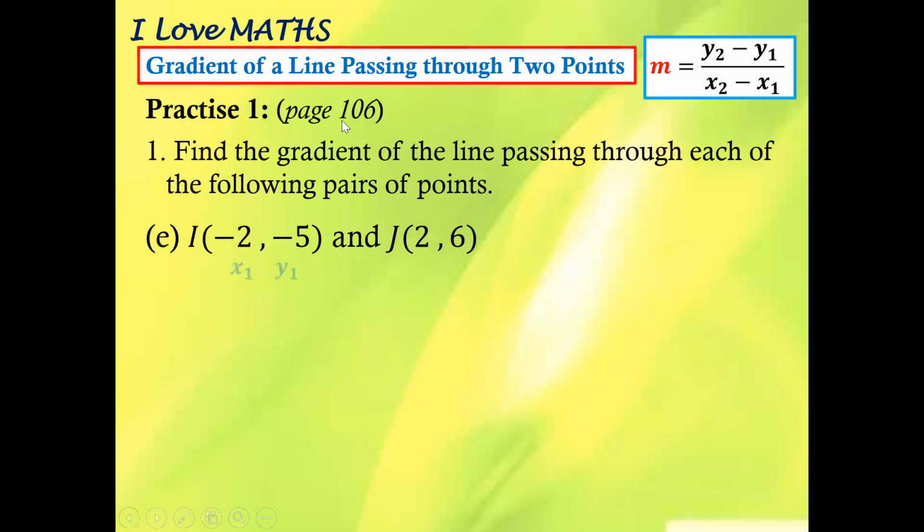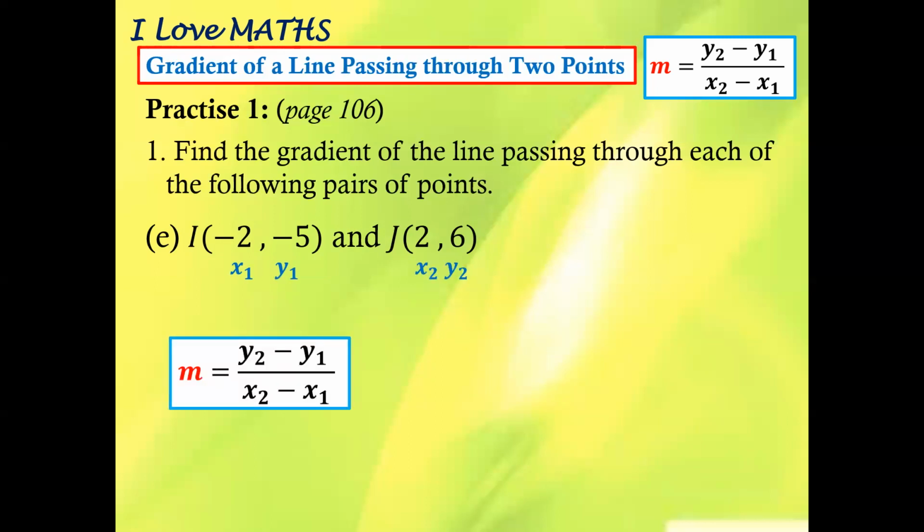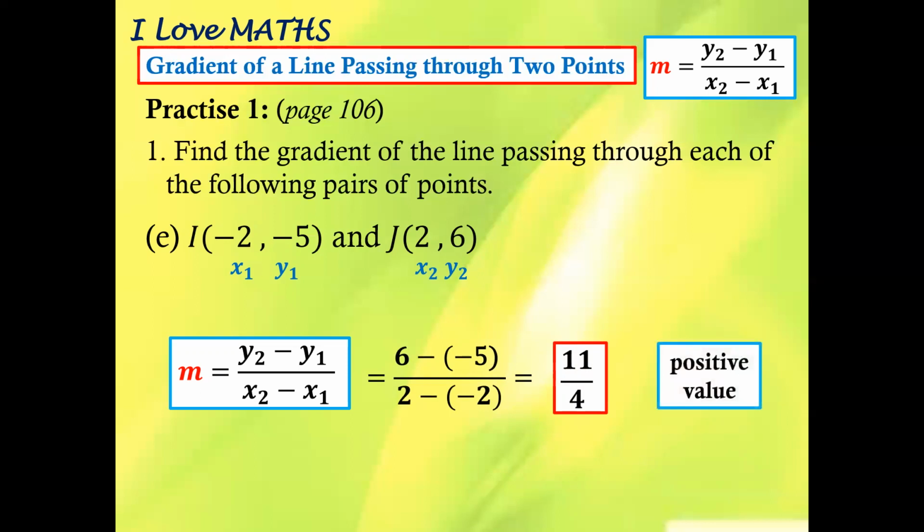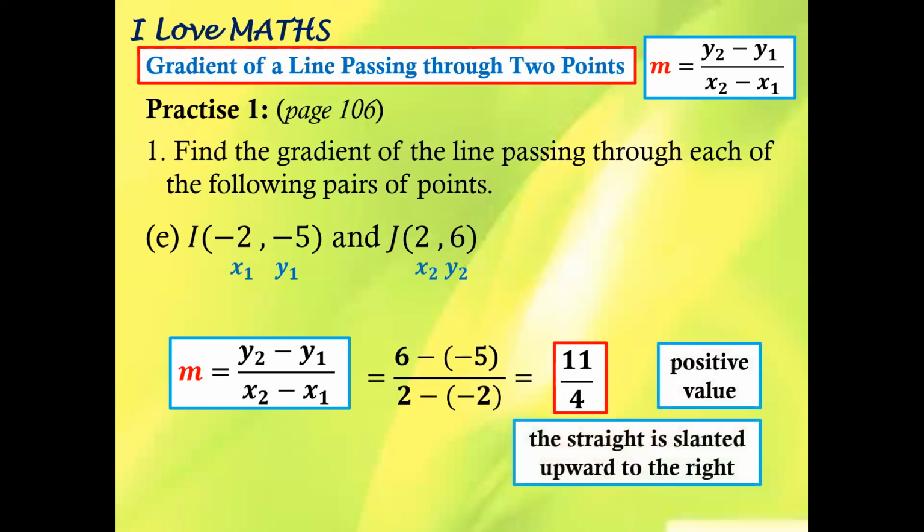All right. The point I is x sub 1, y sub 1, and point J is x sub 2, y sub 2. Our gradient m formula is y sub 2 minus y sub 1 all over x sub 2 minus x sub 1. Substitute the values, and that would be 6 minus negative 5 all over 2 minus negative 2. And the answer is 11 over 4. The value of the gradient is positive, meaning the straight line is slanted upward to the right.